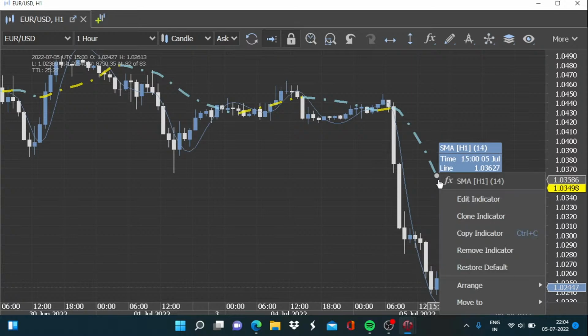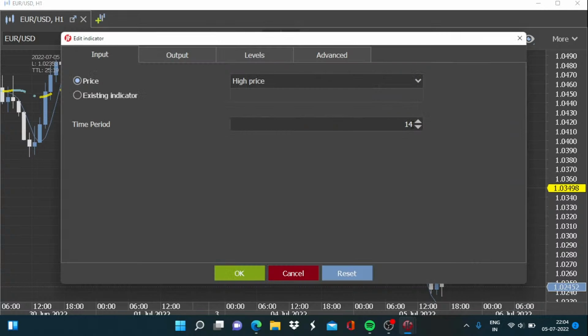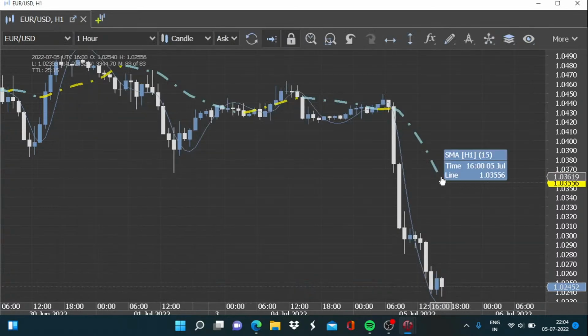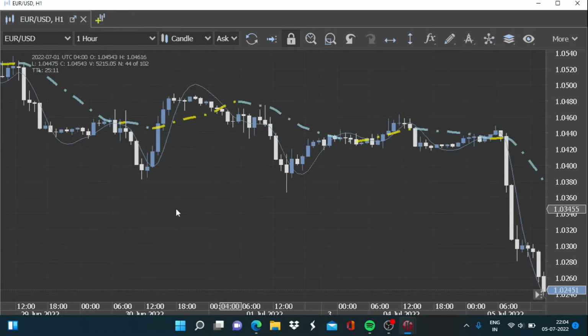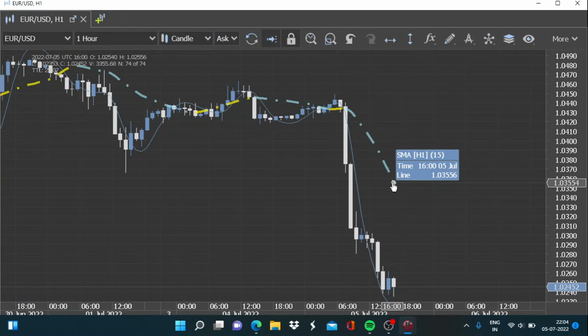So I will change the SMA to 15. So we simply have to increase its duration by 1, and from the chart you can make out that there is quite a bit of lag between these price moves and the catching up of the SMA, but not so much in case of the HMA.